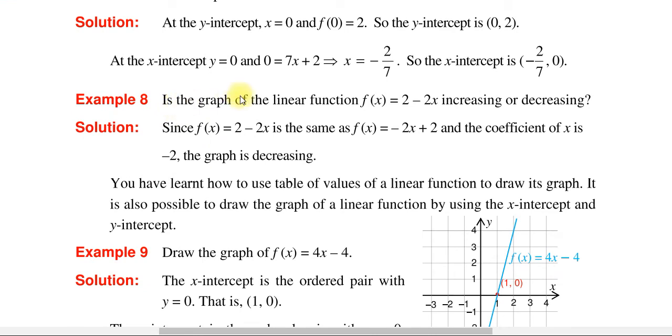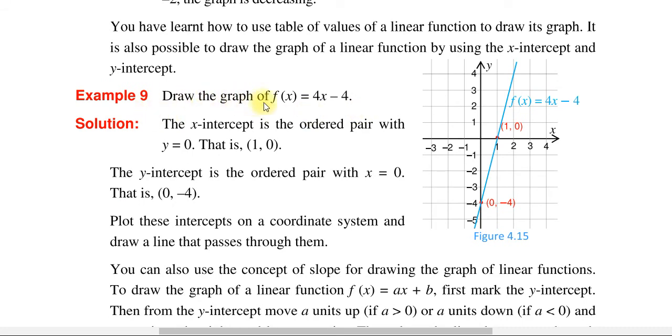Another example: is the graph of the linear function f of x is equal to 2 minus 2x increasing or decreasing? To determine whether it is increasing or decreasing, we look at the coefficient. 2 minus 2x means negative 2x plus 2. So the value of a is negative 2, which is less than 0. If it is less than 0, the graph is decreasing. Another example: draw the graph of f of x equal to 4x minus 4.